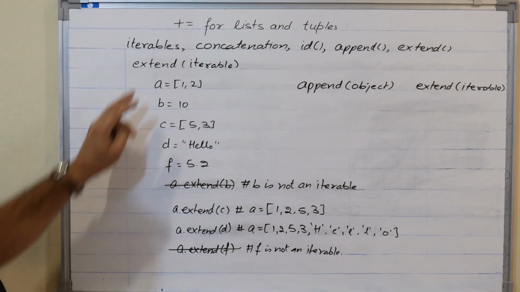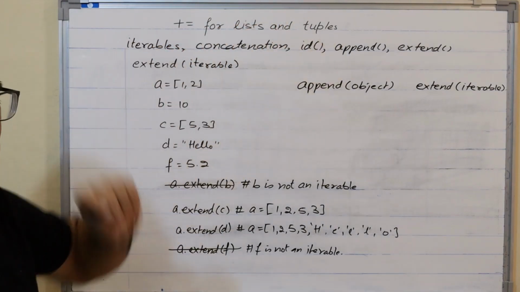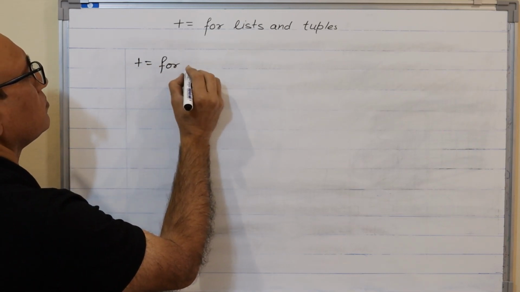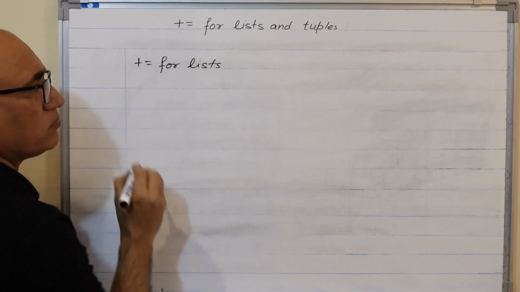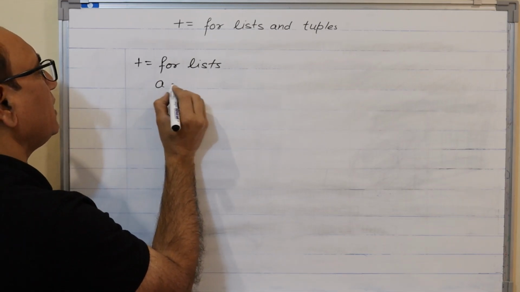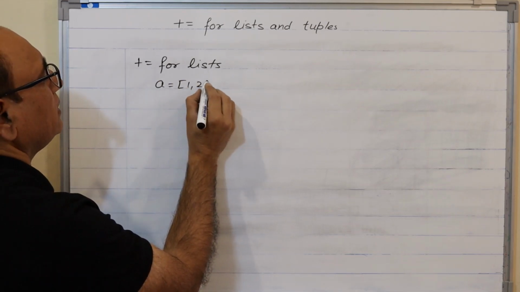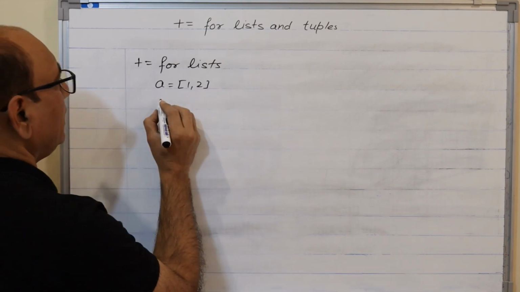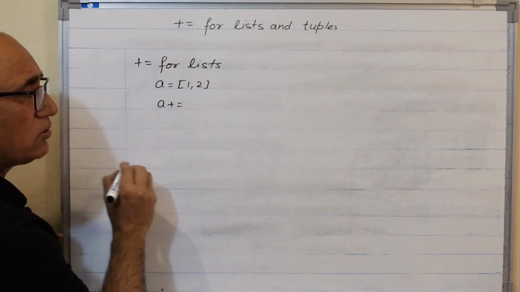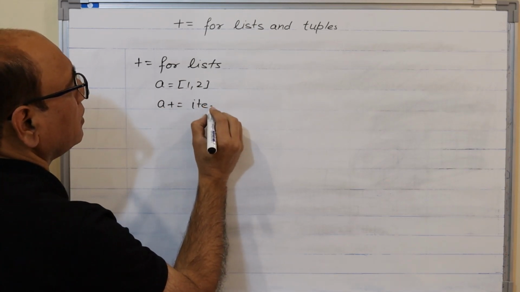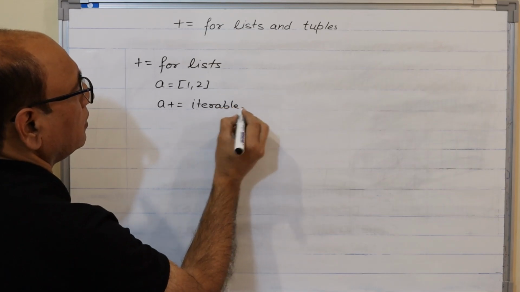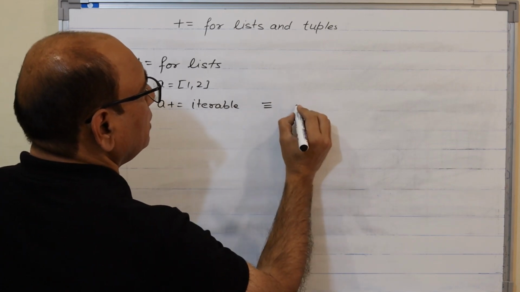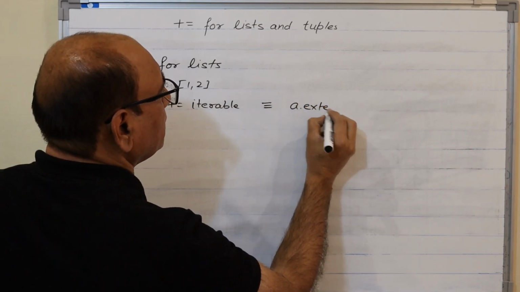Now we can move to the plus equal to operator for lists and tuples. First we cover plus equal to for lists. If I have a list A, let me again say A equal to 1, 2. Then I can say A plus equal to any iterable. And this will be equivalent to saying A dot extend iterable.